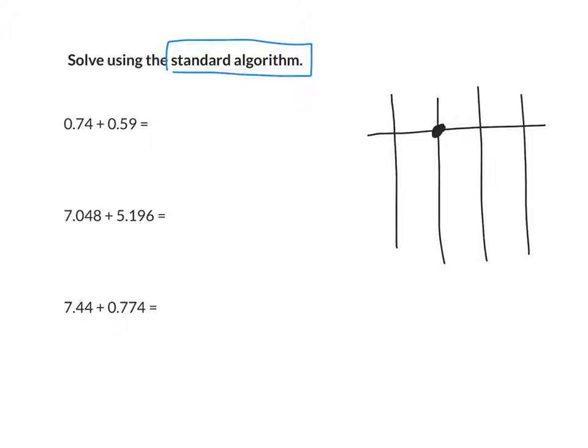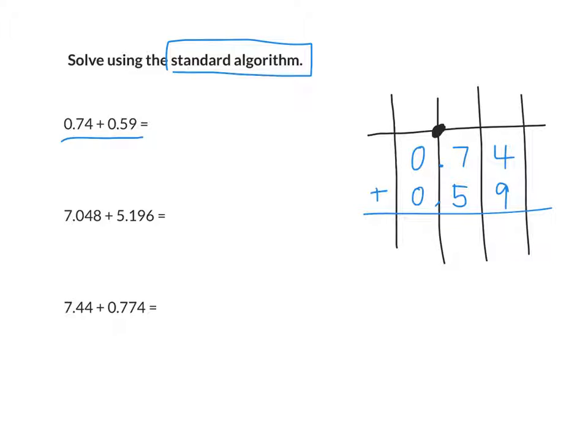When we use the standard algorithm to add decimals, we can think of it as a place value chart. For example, if we're doing 0.74 plus 0.59, I want you to write these numbers like this. This is the standard algorithm, but the place value chart helps us line it up so that we're adding hundredths to hundredths, tenths to tenths, and ones to ones. If we don't think of the standard algorithm, it can be very easy to mess it up, and I'll show you what I mean in just a little bit, okay?